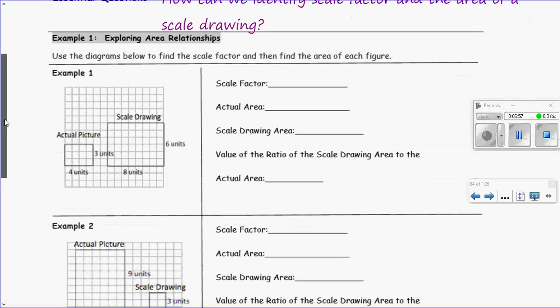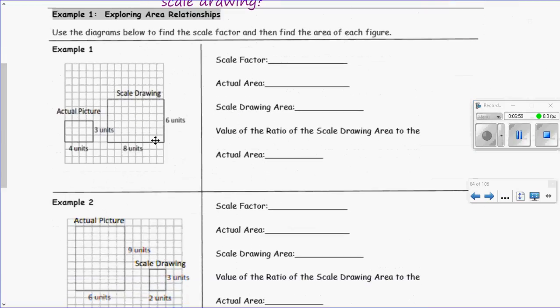Go ahead and figure out the scale factor from the actual picture to the scale drawing in example 1. You should be at a point where you can do that on your own, but of course, all you do is pause it if you need the time to figure it out. You could always, always, always pause it. So if I'm moving too fast, pause it, try doing it on your own.